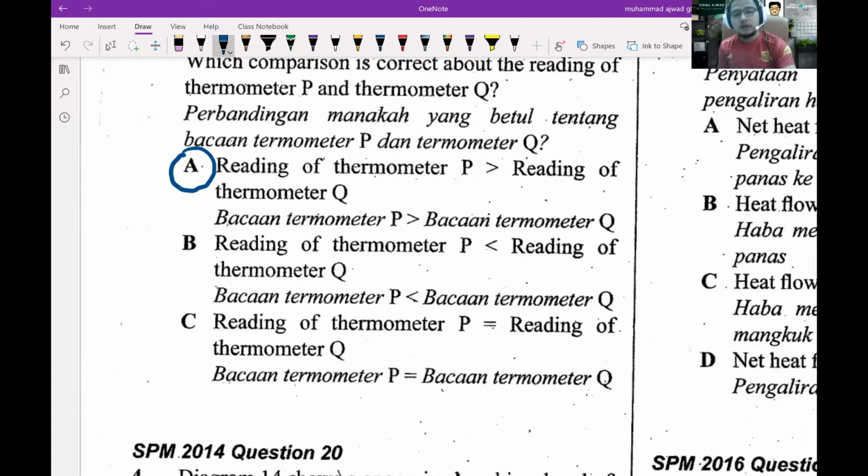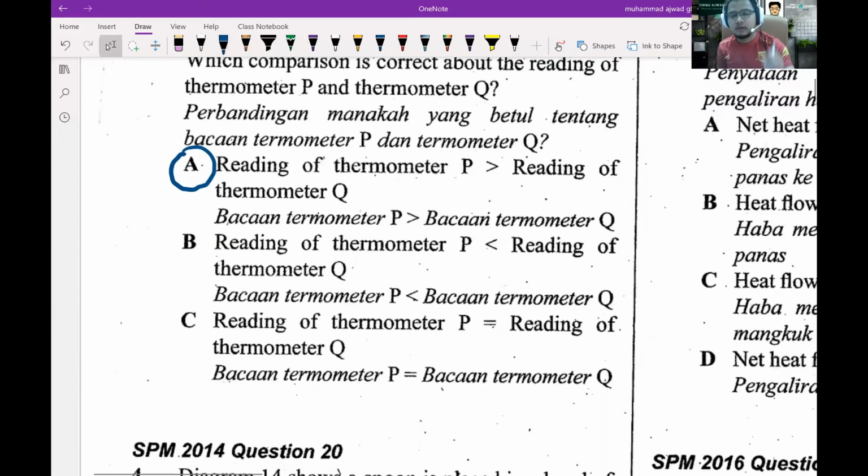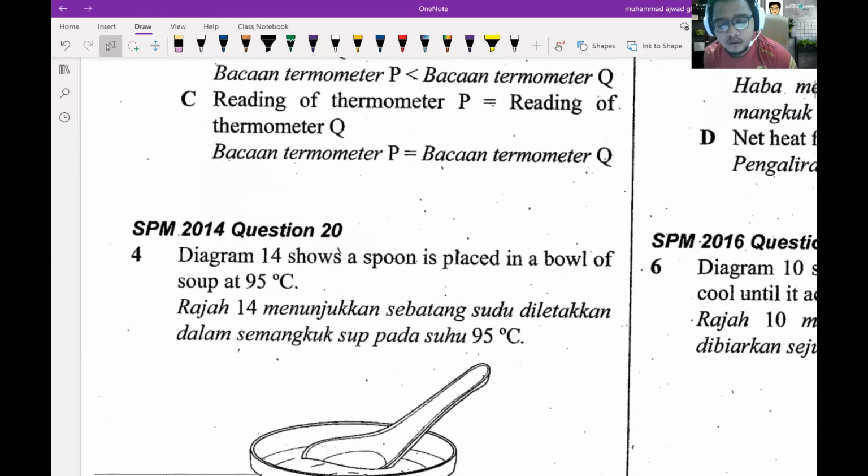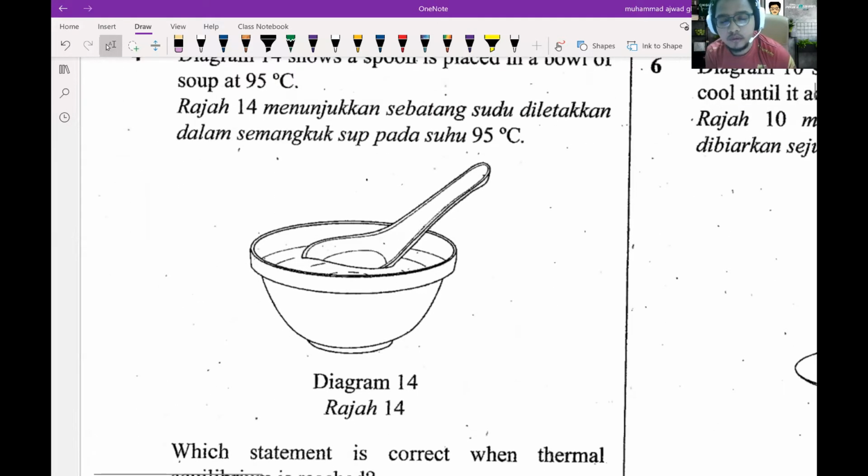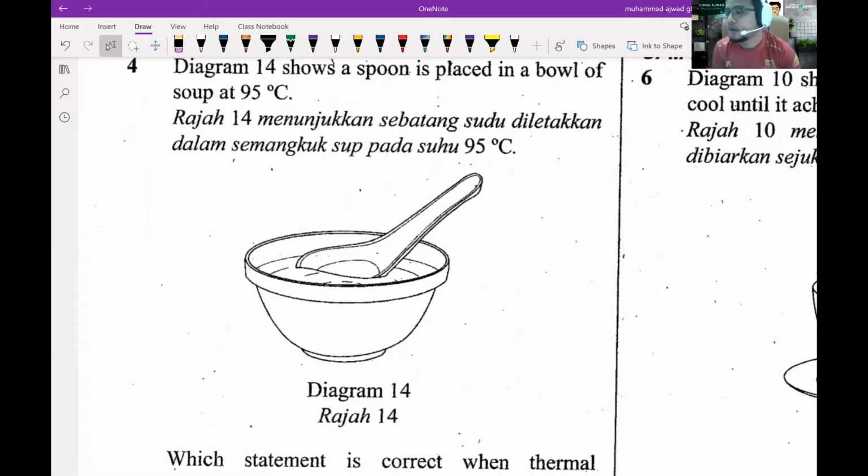Okay. Kalau kita tengok yang kat situ memanglah. Contoh gambar, temperature dia sama. Okay. Tapi kalau dia dah heat up, so dia akan different. Okay, next one, number 4. Still thermal equilibrium. So, sup 95.